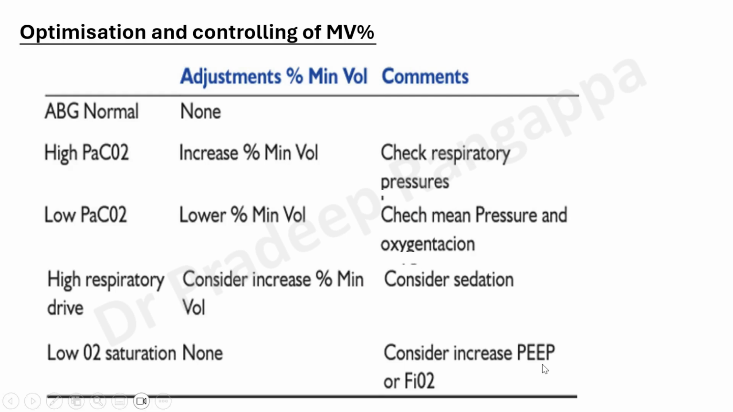So these are the adjustments that you should keep as a protocol when you are using adaptive support. It's very simple. High CO2, you increase minute volume percentage because you have to increase the flow rates. If it is a low CO2, you have to lower. So very simple: high, increase; low, decrease. High respiratory drive, increase minute volume and sedation. Low oxygen, you can't do anything; you have to increase FiO2 and PEEP. So these are the adjustments in adaptive support ventilation.